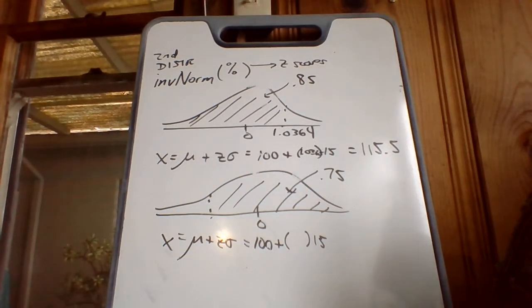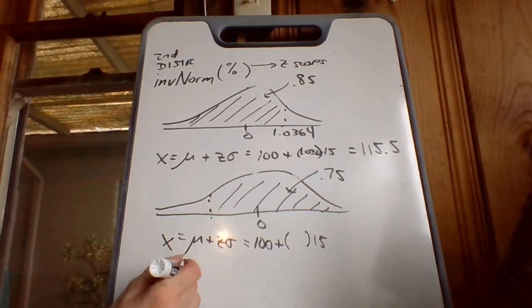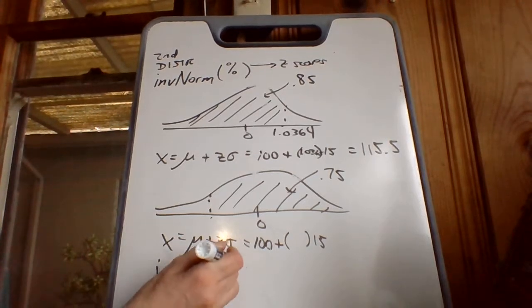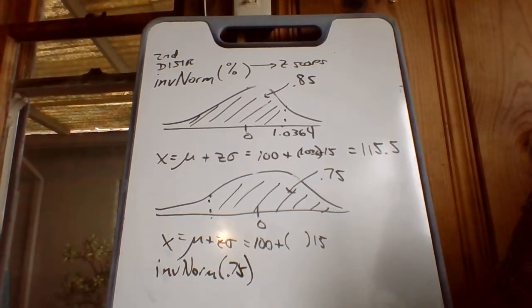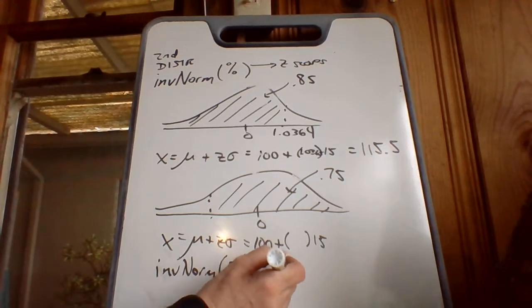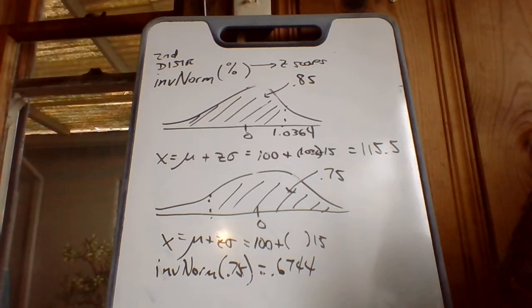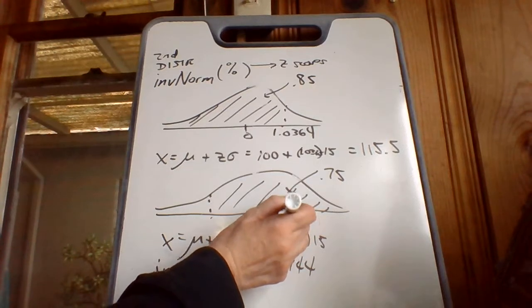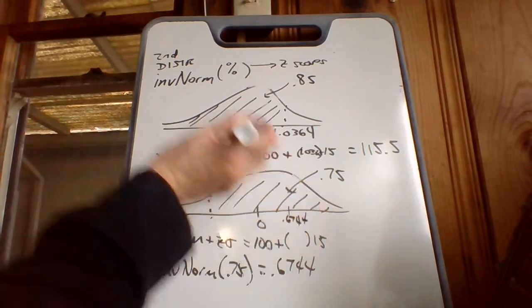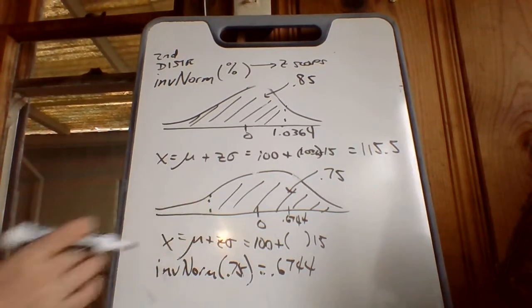All right. invNorm 0.75. And it will give me a z-score. The z-score it gives me is 0.6744. Okay, well, that's a z-score. 0.6744 is about there. But it's got to be above 0, and it's not. This dotted line's way over here.